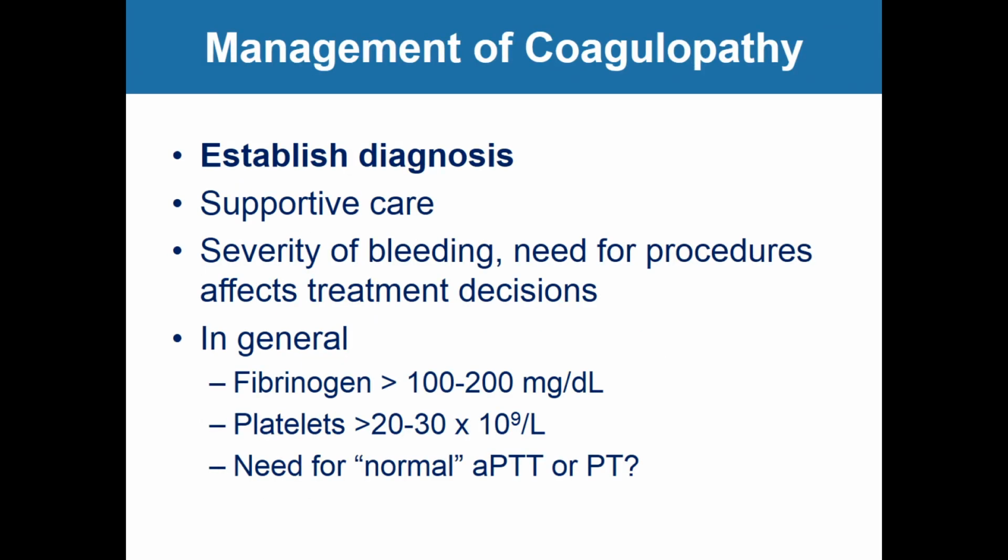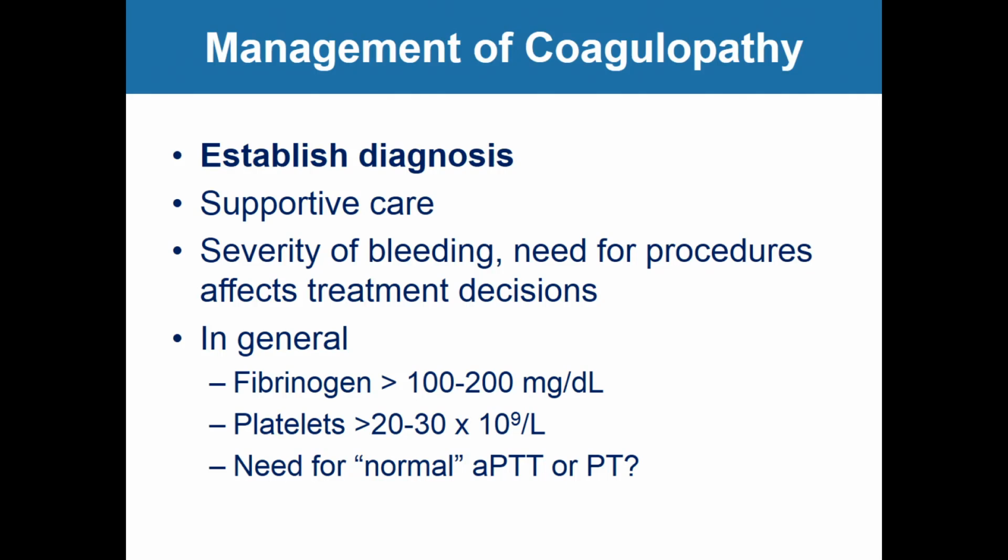Now, moving on to how to manage coagulopathy. The first goal is to establish the diagnosis and try to understand where the coagulopathy arises from. Supportive care in many situations for patients in the ICU is the most important factor in trying to achieve a good outcome. The severity of bleeding and the need for procedures will affect your treatment decisions.